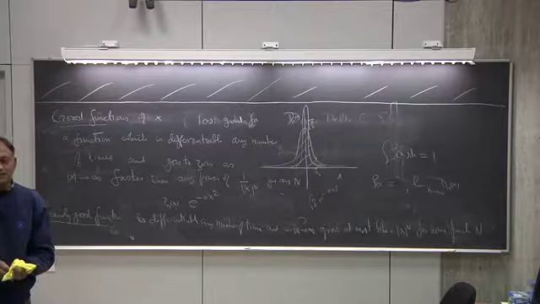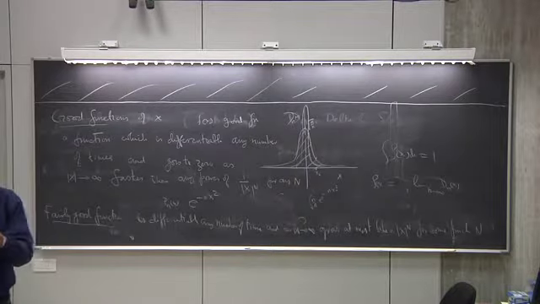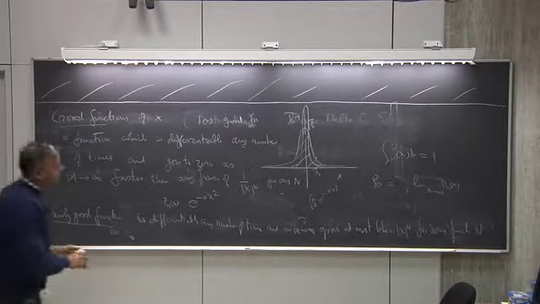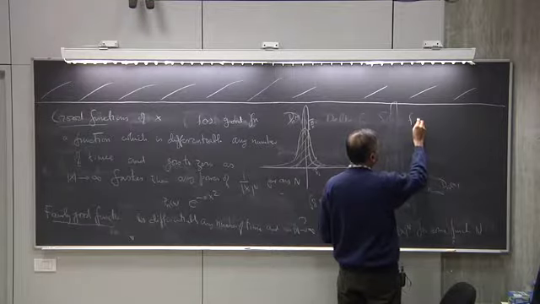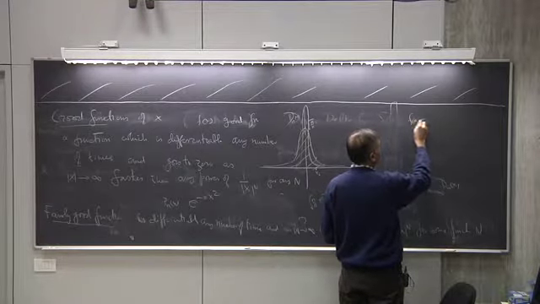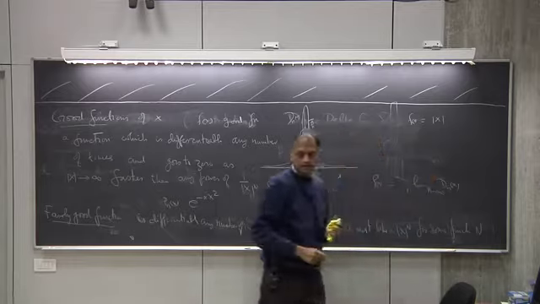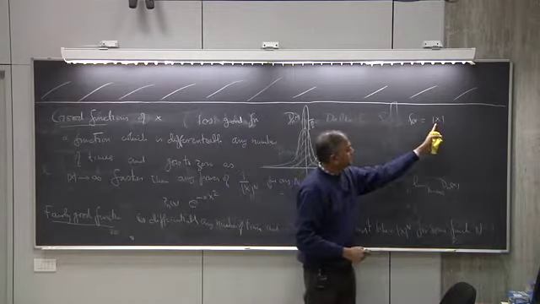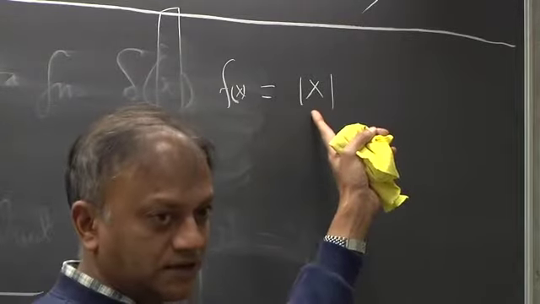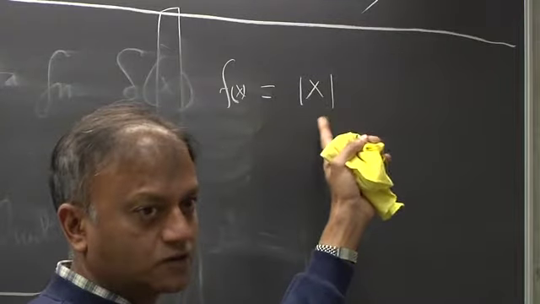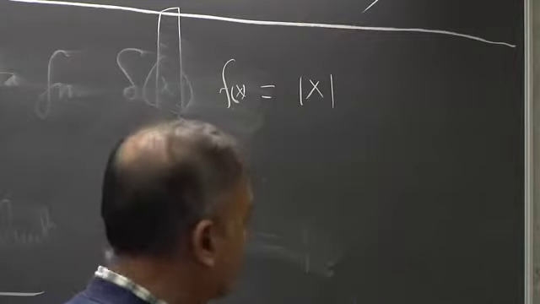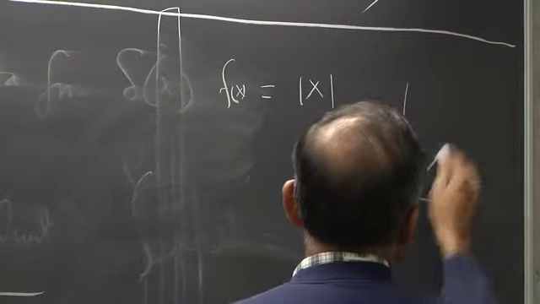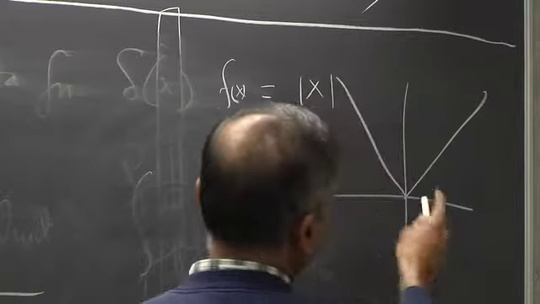When you say something does not exist, it means either there is some discontinuity, or the derivative is discontinuous. So, for example, take the function f of x equal to modulus of x. This is actually a continuous function, but the derivative does not exist at x equal to 0. If you draw it, the function looks like this. It's a modulus of x.